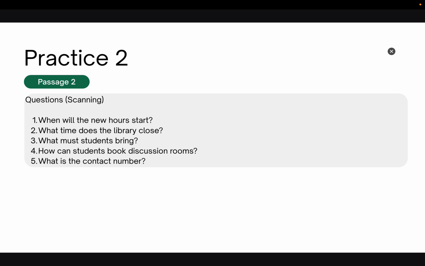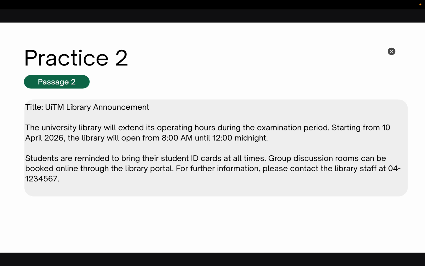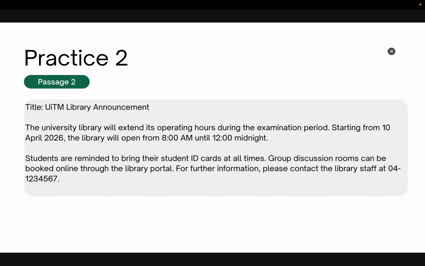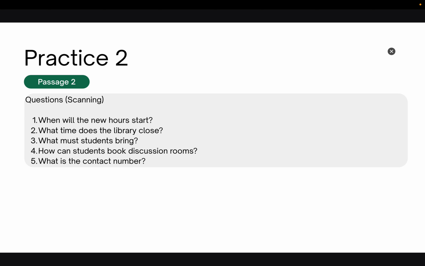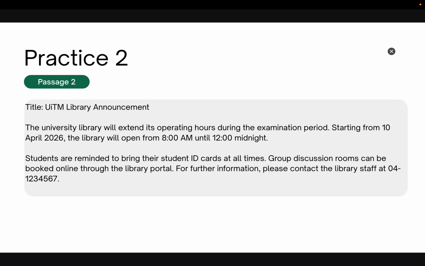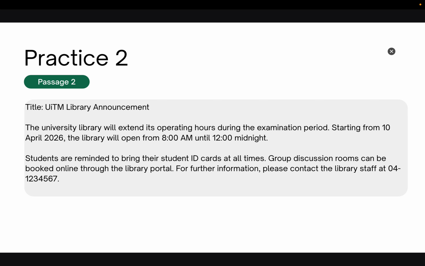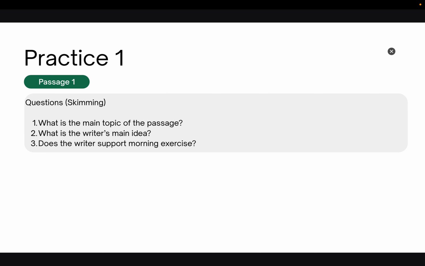Okay, so when will the new hours start? 10 April. What time does the library close? 12 midnight. What must student bring? Student ID cards. How can the student book the discussion room? Online library portal. What is the contact number? 0412345567. So, this is the question that revolves around scanning specific information. Okay, different from this question, it is more general.